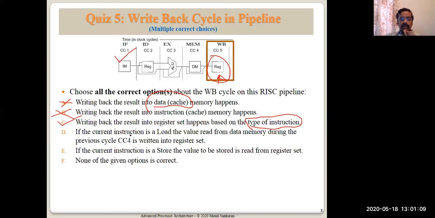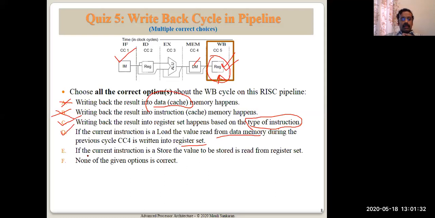Now, if the current instruction is a load, the value read from the data memory during the previous cycle is written into register set, which I explained to you now. So load will have an influence because the result has been read from the memory, but it has not gone into register set. So it has to happen here. So D is the right answer.